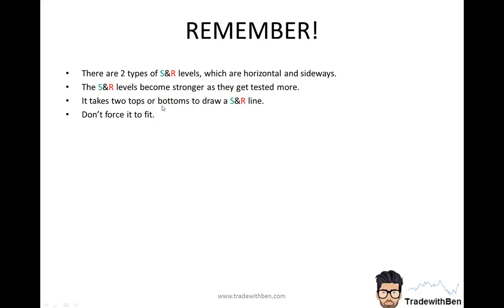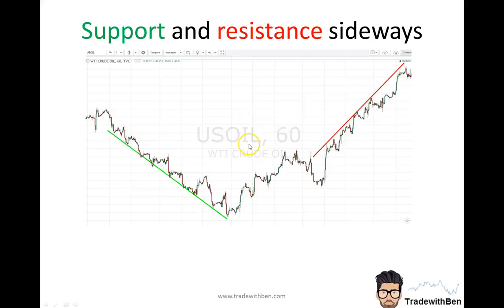Yes, so it takes 2 tops or bottoms to draw a support and resistance line, because if it didn't hit it twice, you cannot even say that it's a support or resistance line. You just have to ignore what you've seen. Don't force it to fit. This is very important, because over here it didn't hit the resistance line. So don't tell yourself it went down here because it came near the resistance line. This is just something you have to ignore. Also for here, it didn't hit the support line. So try to ignore these things and don't force it.